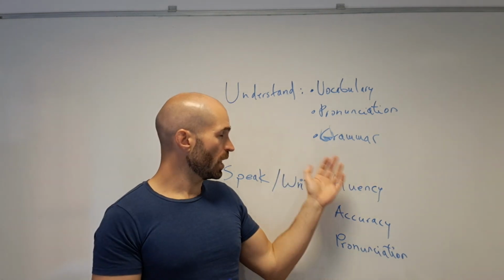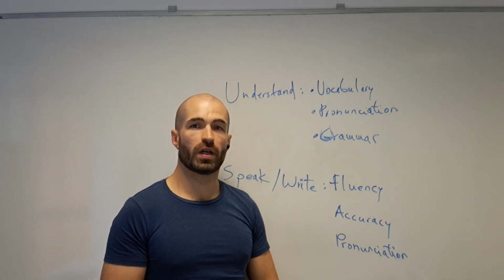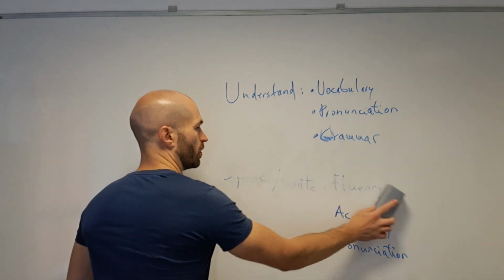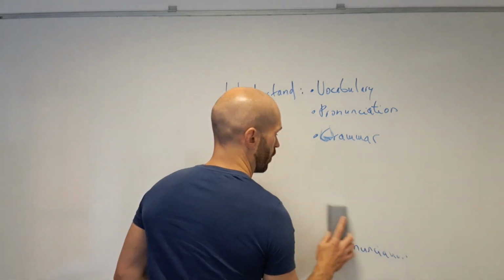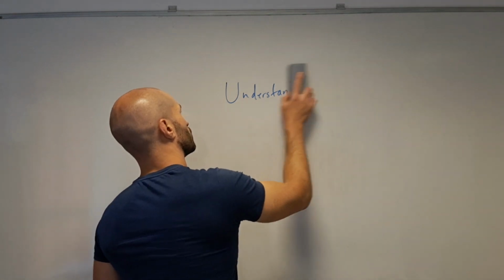So how do we do it? First, we need to learn vocabulary. How do we learn vocabulary? There are three ways to learn vocabulary. The first one is spaced repetition, or repetition.